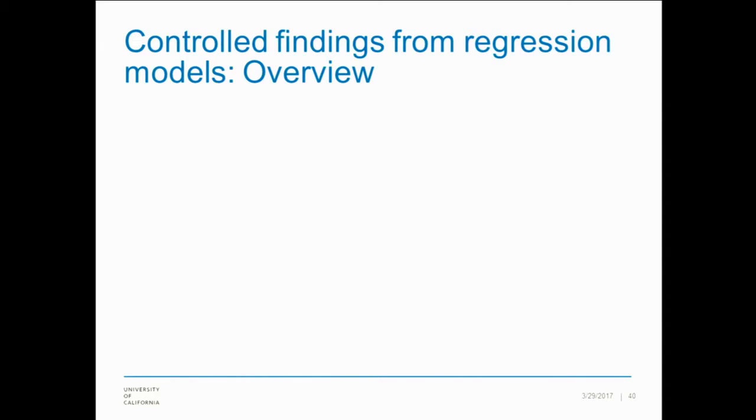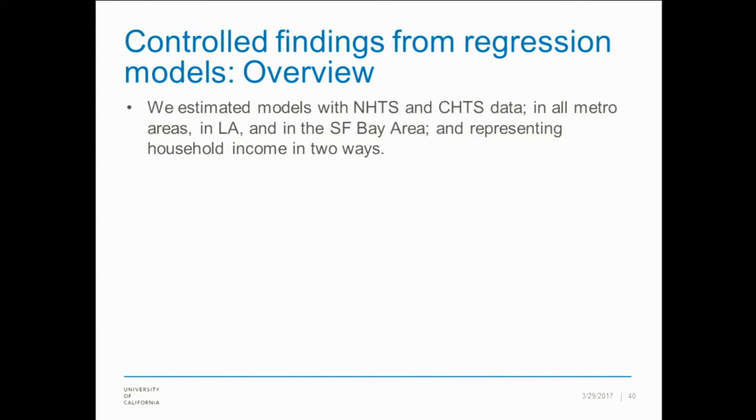So starting just with the title, we estimated models with CHTS. Actually, have that first bullet up there. I'm sorry, Maggie. We'll have the first bullet up there, and I'm going to basically read the first bullet. We estimated models with NHTS and CHTS data, as I said before. We estimated the models for all metropolitan areas. We estimated individually for Los Angeles. We estimated individually for the San Francisco Bay Area.